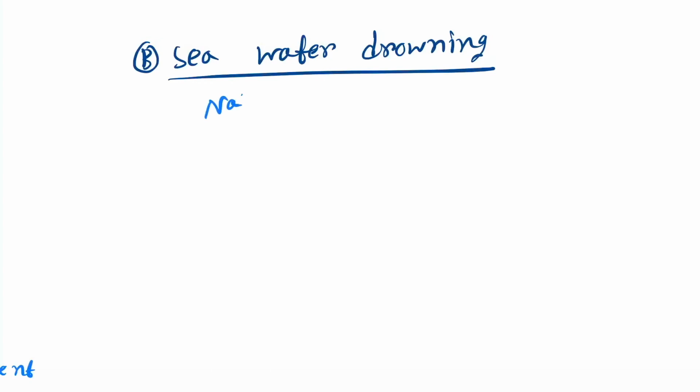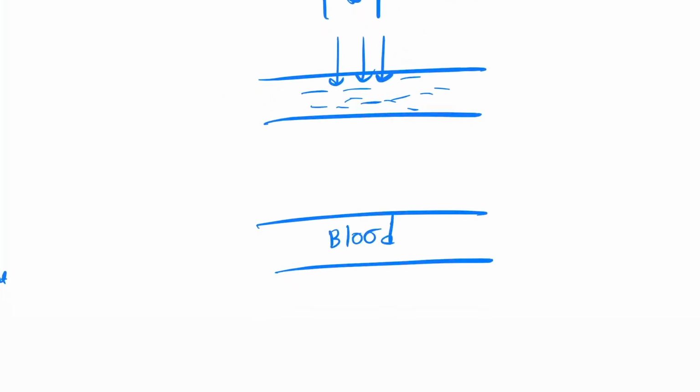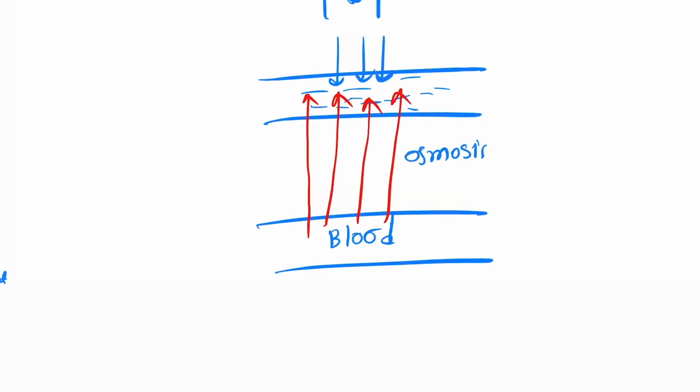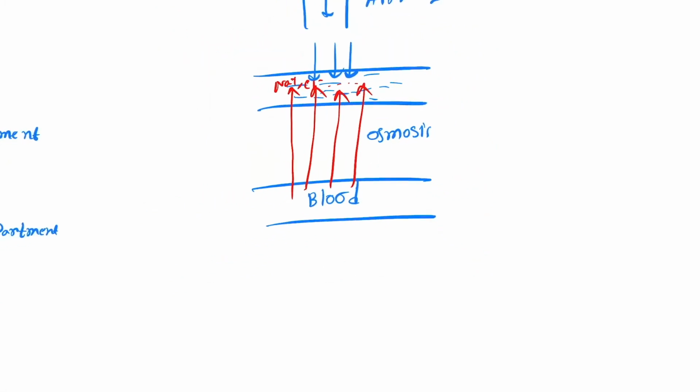Okay, now come to the seawater drowning. So seawater is hypertonic because sodium is present there, so it is hypertonic. Now what happens? First take, this is the airway, this is the lung compartment, and this is the blood compartment. Due to being hypertonic in nature, it will collect water from the blood through the process of osmosis, because lots of sodium and chloride are present.